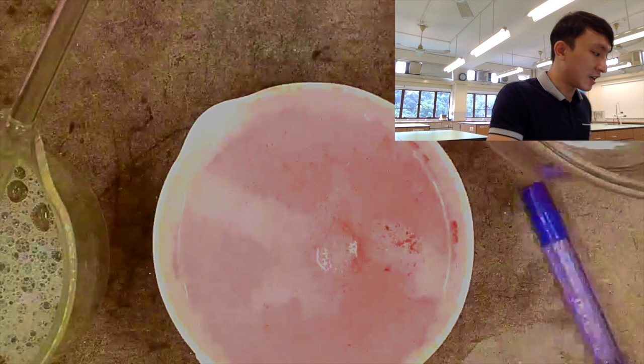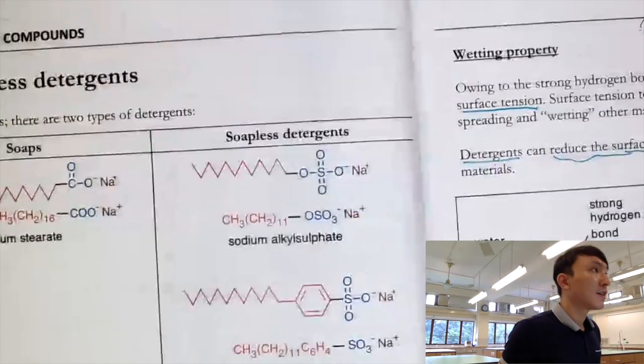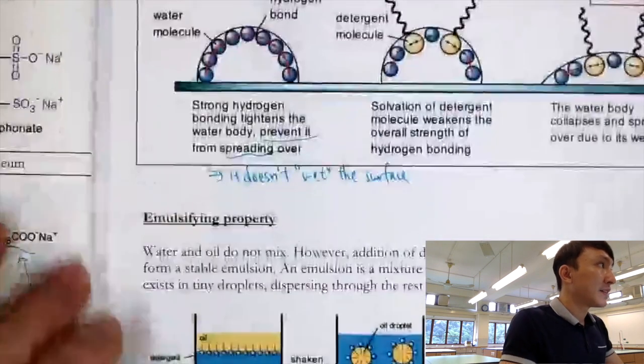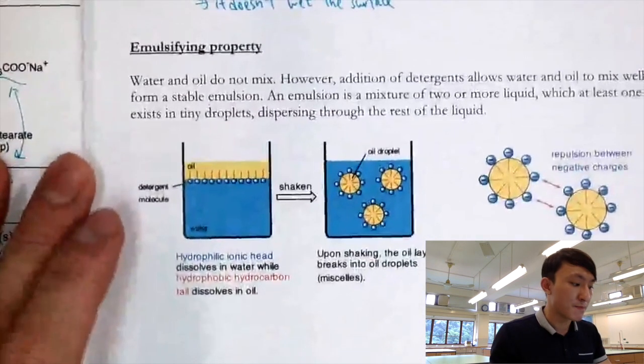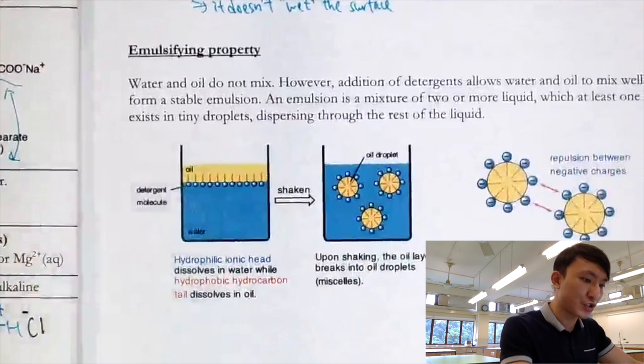I'm going to move this away. Okay, coming back to here. So that's the idea. Now down here is more important. It's about the emulsifying property. If you study biology, you should have already learned.